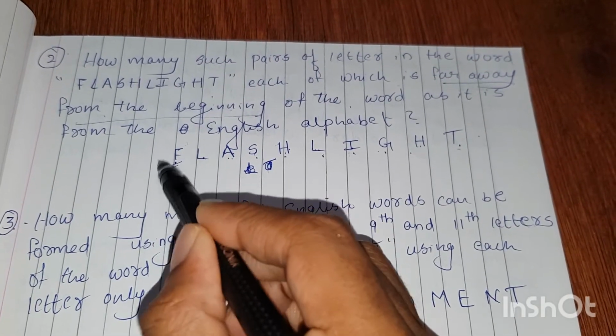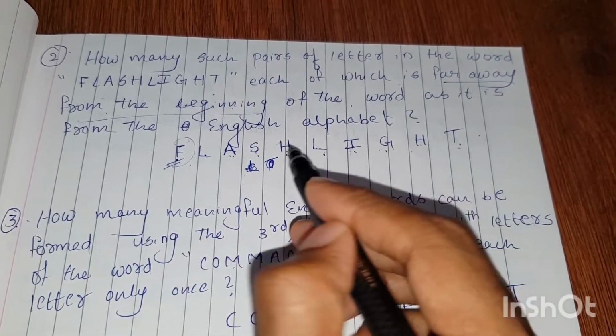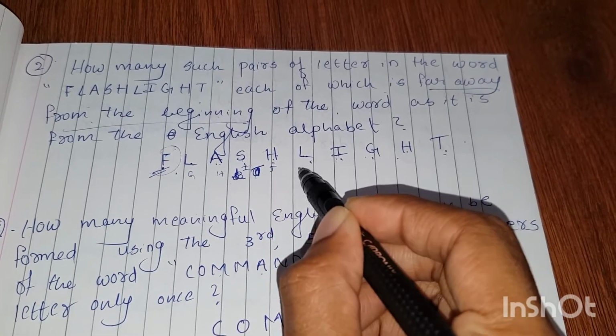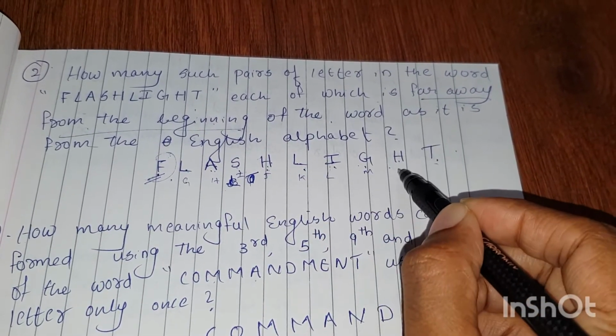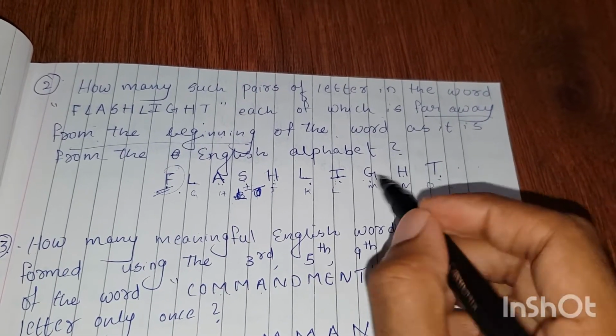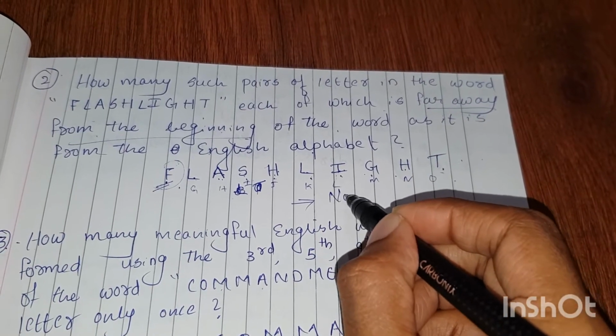Okay, so the beginning is F. After F, according to the English alphabet, it should be G, H, I, J, K, L, M, N, O. No letters match the English alphabetical order. So none of them is matched. So the answer is none.